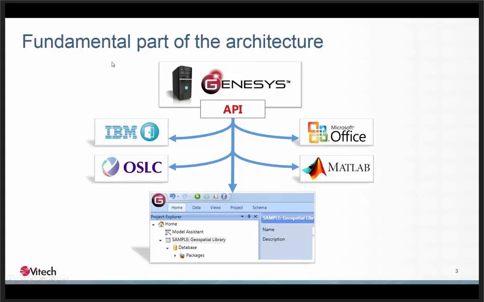Okay, well, given that the API is indeed a fundamental part of the architecture, one thing that means is all of the front-end tools that we create and deliver to you guys here at Genesys are actually built using the exact same API methods and properties that are available to you all. So we actually use the API to deliver these tools that you may be familiar with here at Vitech. So we do indeed eat a healthy mouthful of our own dog food when it comes to the API. We develop our apps using it.